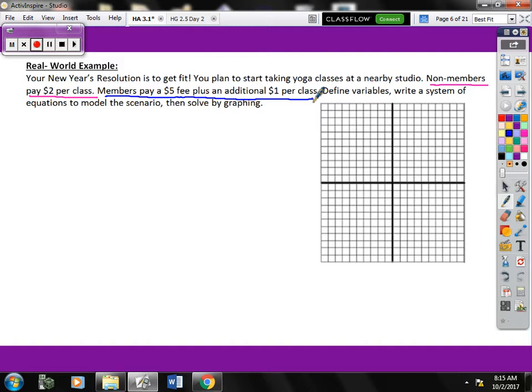Okay, would you guys have a graph that is just the first quadrant, right? So it looks a little different than mine, and that's okay.